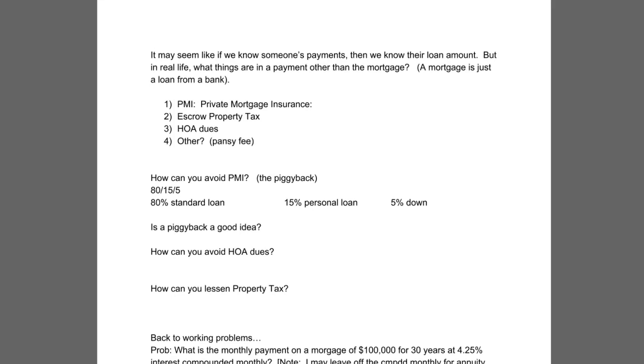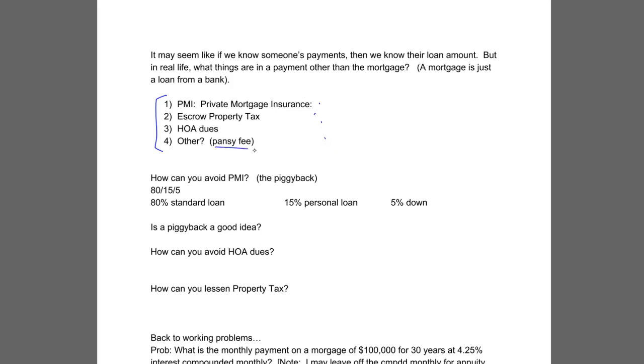Okay, and again, it may seem like we know the payments from our neighbor, but in truth, knowing their payment is a combination of 4 things. And so here's just a little side. If you're going to go into finance, you'll know all about this. You may already know about it. If you bought a house, you'll know. There's these things like PMI, escrow, property tax, HOA dues, and other things.